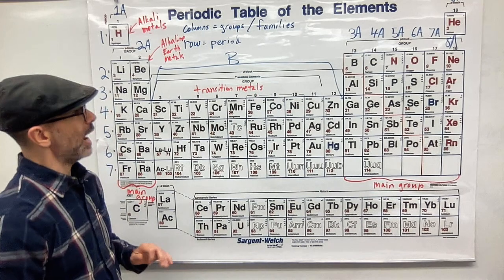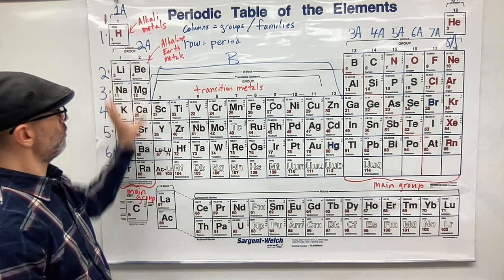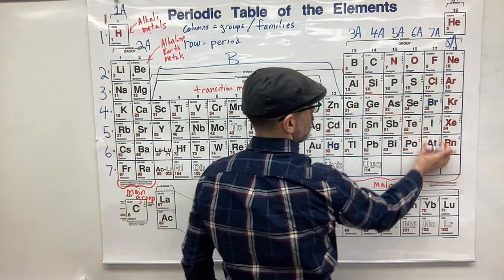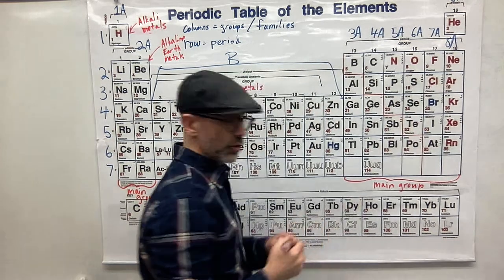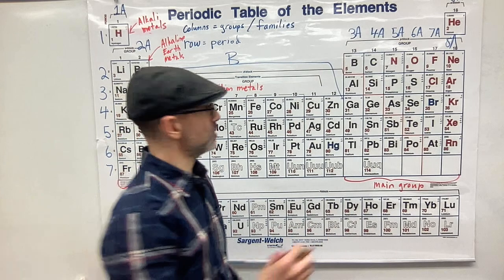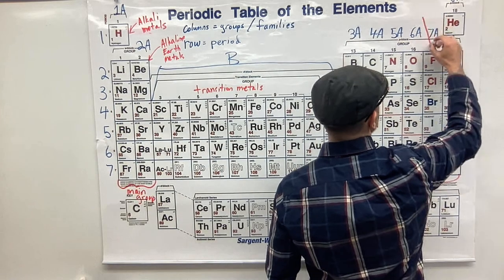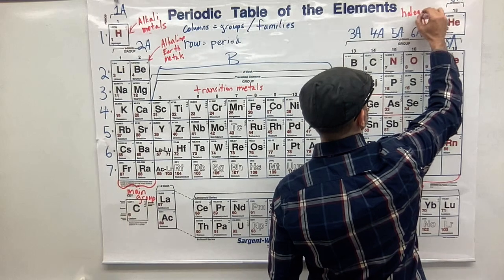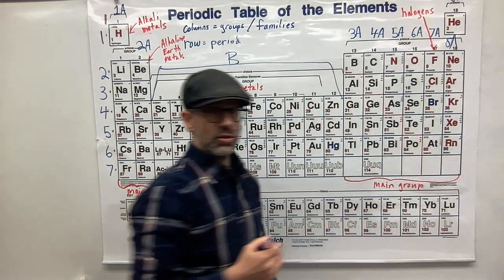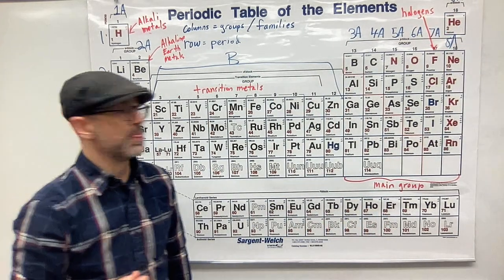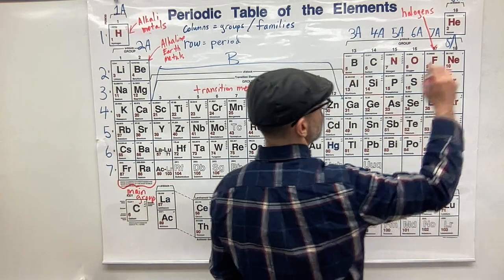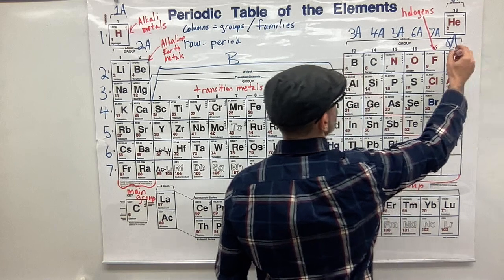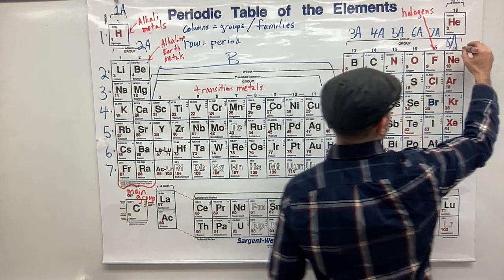Okay. Now, keeping with the naming of particular groups, we have here group 7A, those are referred to as the halogens. So let me draw an arrow. So these are referred to as halogens. So there's your halogens. And this group here, group number 8A, this is referred to as your noble gases.